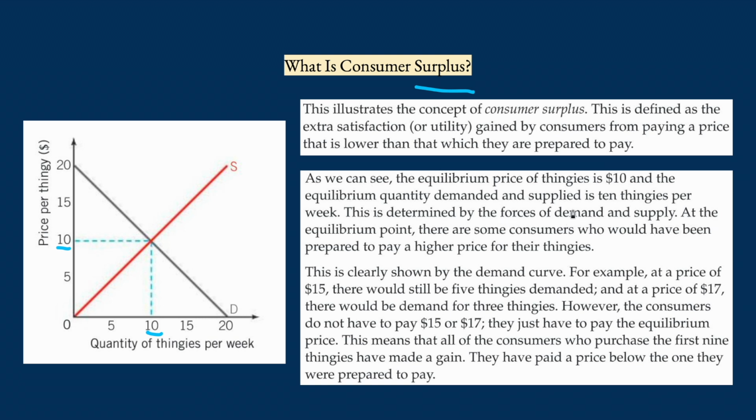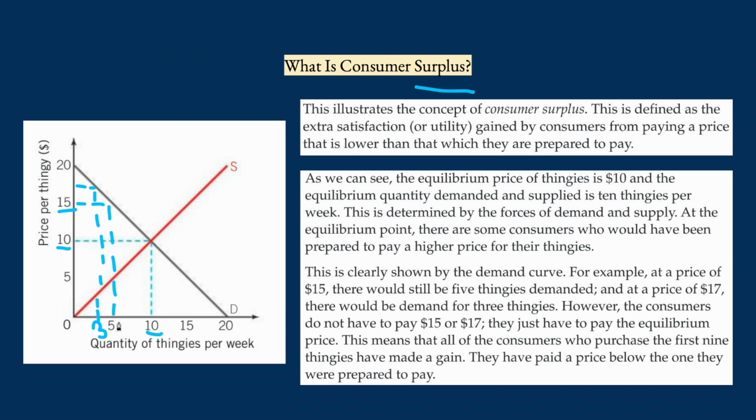So once we have identified that, we can see how this is determined by the forces of demand and supply. And at this equilibrium point, there are some consumers who would have been prepared to pay a higher price for their thingies than the $10 here. And we can see this by the demand curve. For example, at a price of $15 right here, if we draw a little line and then draw another line down to show a movement alongside the demand curve, we can see that there would still be 5 thingies demanded. And even at a price of about $17, okay, there would still be a demand for about, let's say, 3 things, okay?